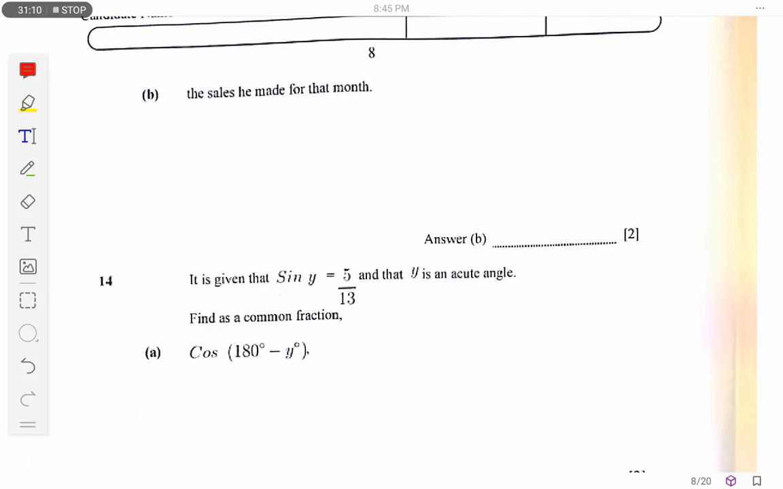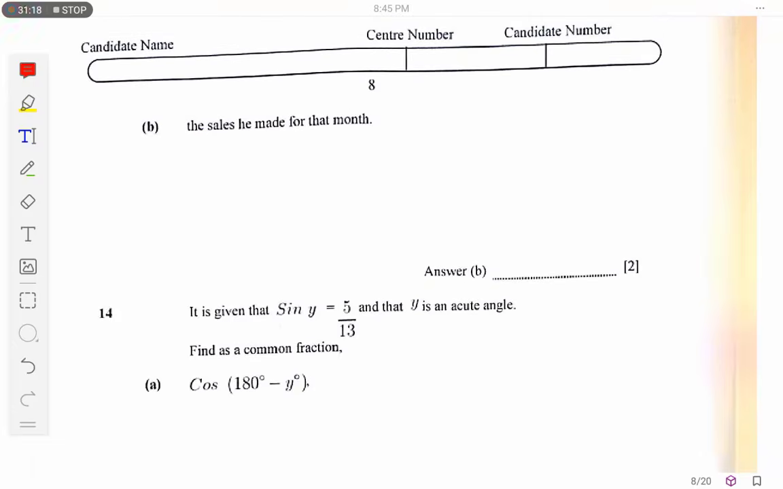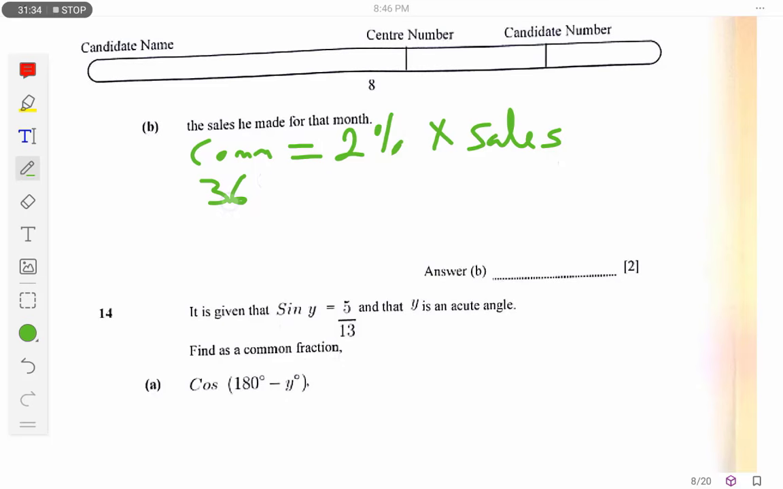It's now asking for the sales he made for that month. What is the sales that he made for that month? So I can say commission is equal to 2% times sales. I just want to find the value of the sales that he made. So the commission, we said it was 360, is equal to 2% times sales. I can say sales is just an S there.